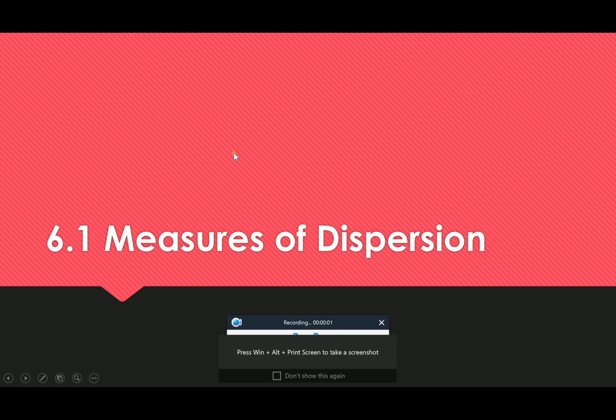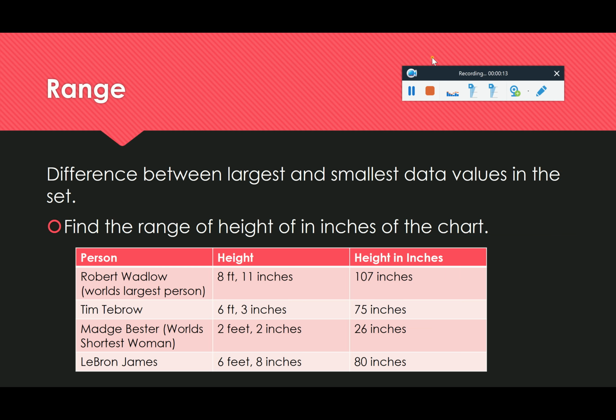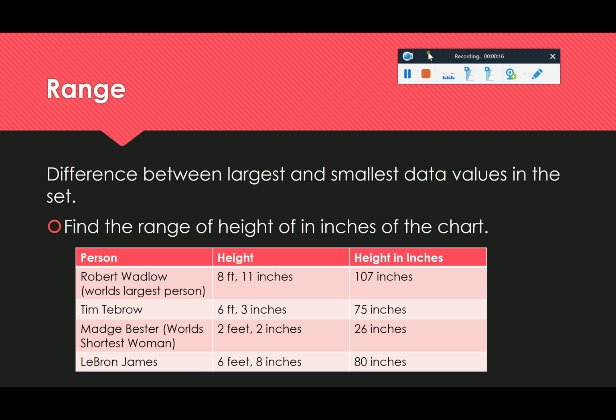Right, so 6.1 is a continuation of statistics, and we're going to talk about measures of dispersion. Range is another way to calculate something about a set of data values. So the range is the difference between the largest and smallest data values in a set.